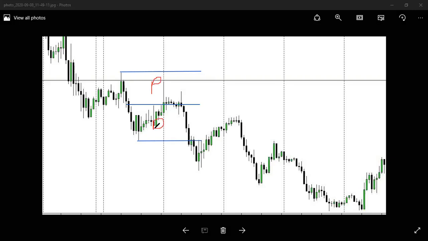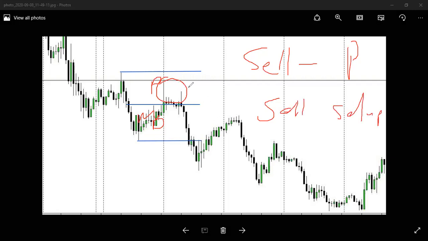This is your discount. So remember, in a downtrend, we are only selling in premium. Only selling in premium. So when price goes up, if you see price here, don't do anything. Once price is in premium right here, then you can look for your sell setup. Once it's in premium, that's when you sell.